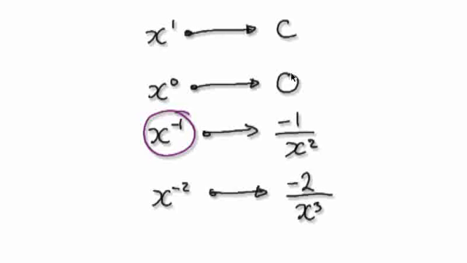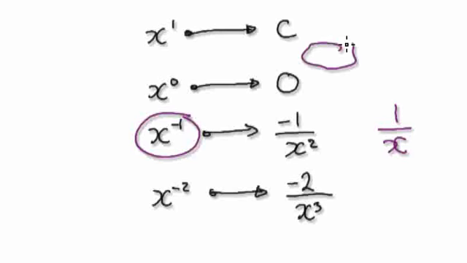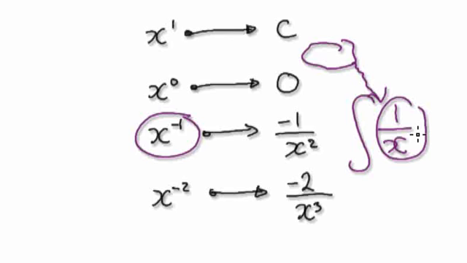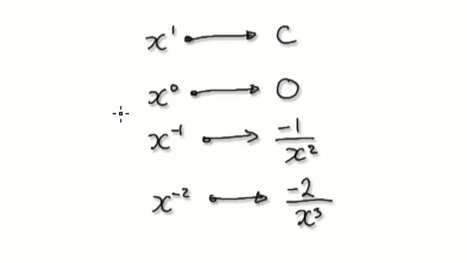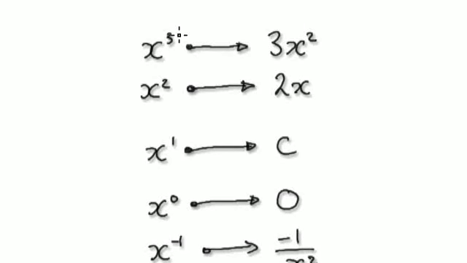If you look at 1 over x, what is it that will differentiate to 1 over x? Basically, what is the integral of 1 over x? For some reason, it's the natural log of x. So our map here looks like this.